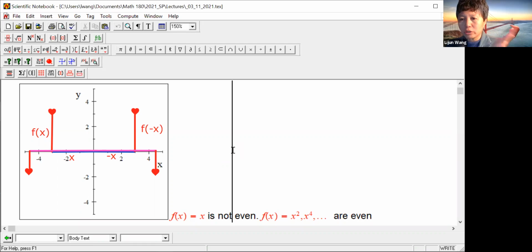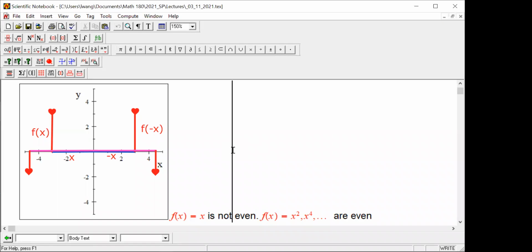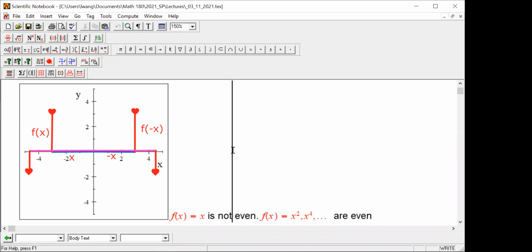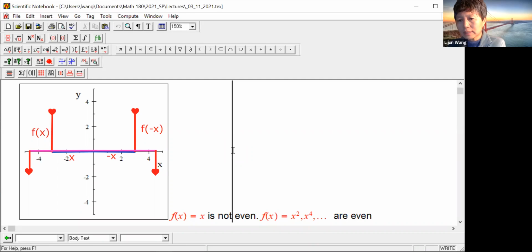If you look at the picture, what kind of picture will prompt you to think about, oh, this function may be even? What kind of feature do you see? Symmetry. That's right. That's the word. Symmetry. Symmetrical with respect to what? The x-axis? No.